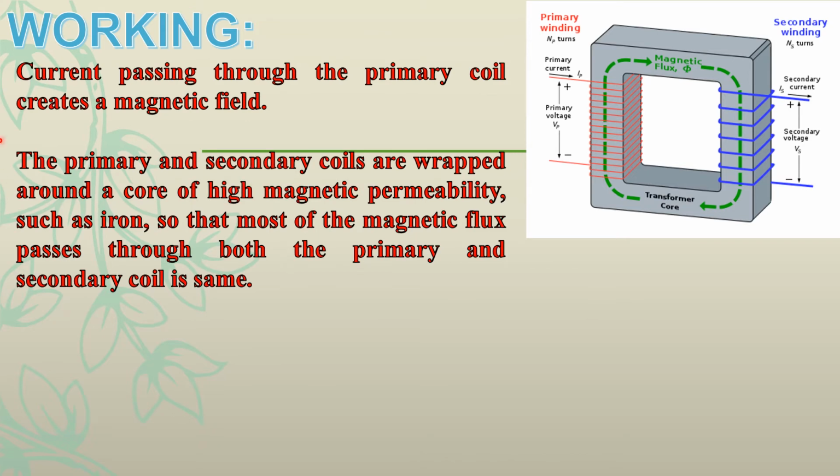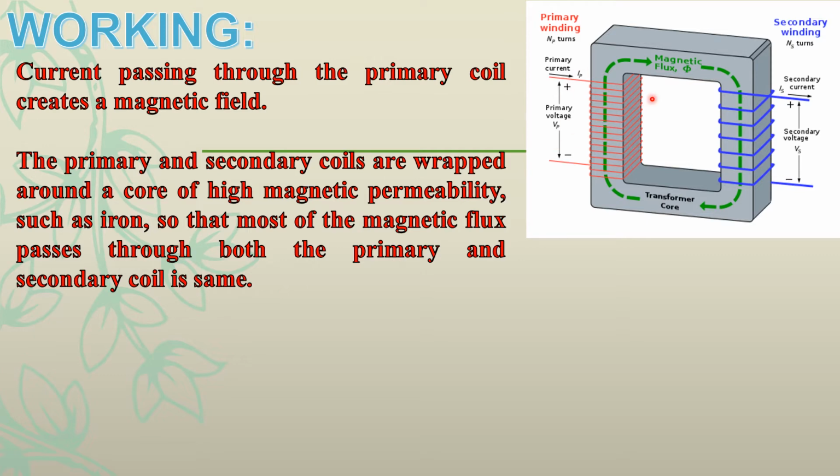Working of transformer. Current passing through the primary coil creates a magnetic field. Here in primary coil, current passing through this primary coil creates magnetic field, as we have discussed it many times, that when charges flow, due to current, there must be a magnetic field around that conductor. The primary and secondary coils are wrapped around a core of high magnetic permeability such as iron, so that most of the magnetic flux passes through both the primary and secondary coil.